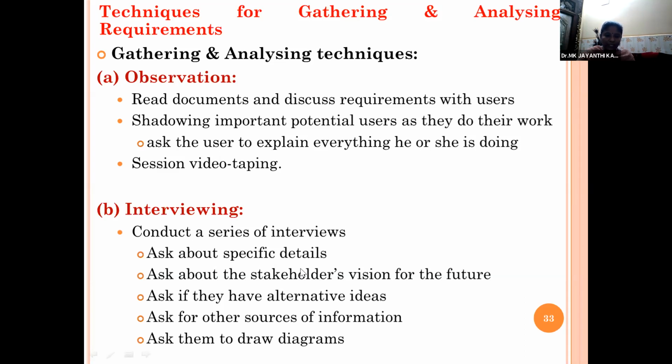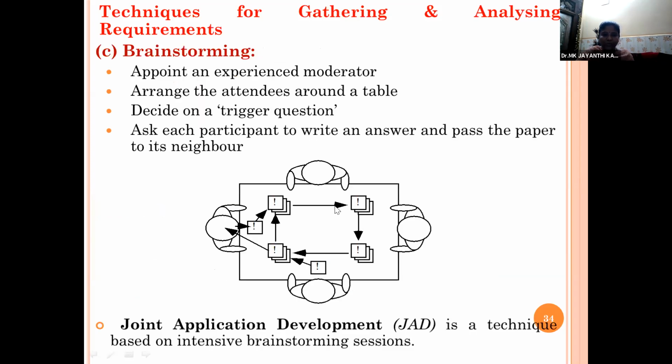So we'll ask the various sources like documents, manuals, and other daily reports, everything, and ask them to draw the diagrams. So we will conduct interview with the corresponding people, and we will collect the information in the form of questionnaires, or in the form of sources of information, or manual documents, or collecting the diagrams from the end users. So the first one is observation, second one is conducting interview to collect the requirements. The third one is called brainstorming. So brainstorming is a management activity.